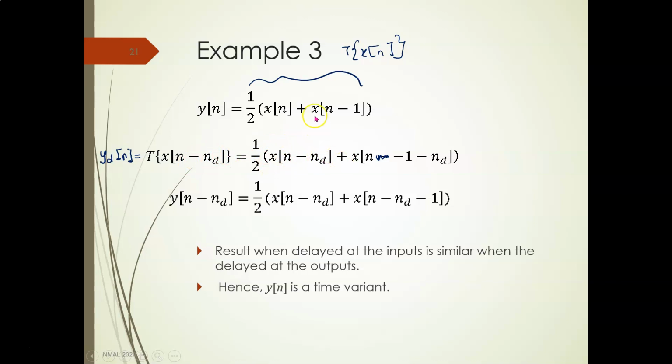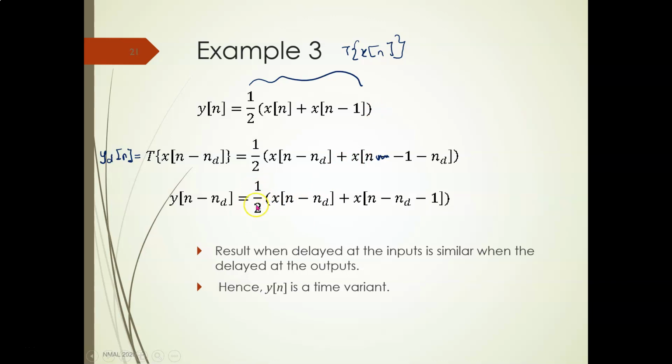Okay, every n here you change to n minus nd. And then we have another one, which is delay at the output. For delay at the output, we represent it as y[n minus nd]. Nd here means delay. In the previous slide, I put nd as d. So the whole equation here, you have to subtract nd at the output.